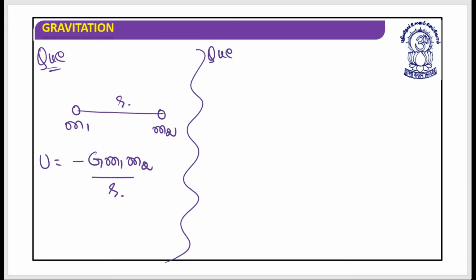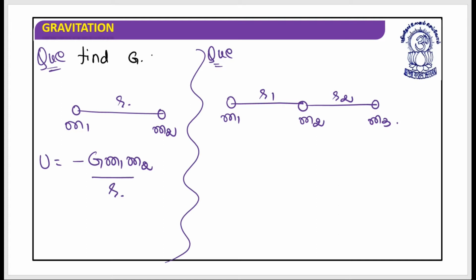The next question says, let's suppose we have three masses: m1, m2, m3. The distance between the first two is r1. The distance between the next two is r2. The question was the same here: find the gravitational potential energy. Even here, find the gravitational potential energy. So how will you do this? What I have is the relation for only two masses, but this system contains three masses, m1, m2 and m3. So how will I do this?